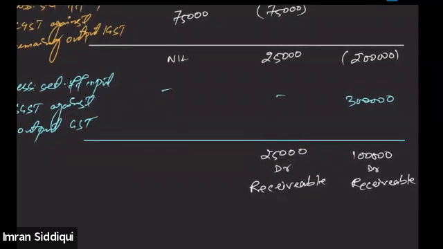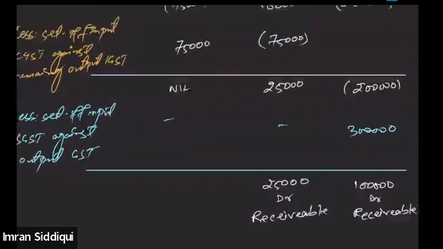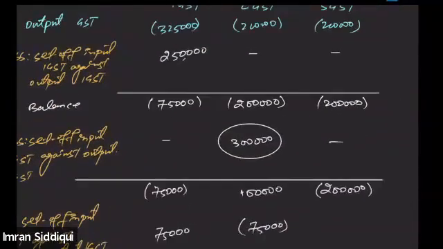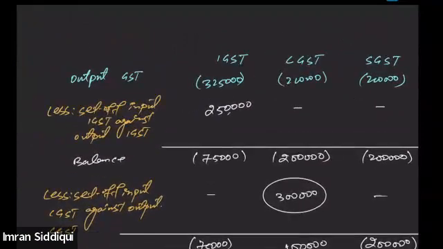Yes, sir. Now tell me whether you will be able to pass the entry. The first entry will be for what? We first try to utilize the output IGST to set off the input IGST, right? So the treatment for this will be output IGST account debit to input IGST account 2,50,000. Is that correct? Right, everyone? You will be able to pass the entry for the question or not?